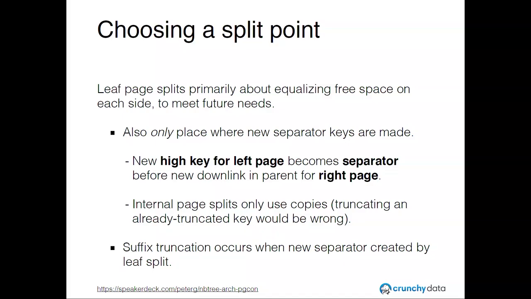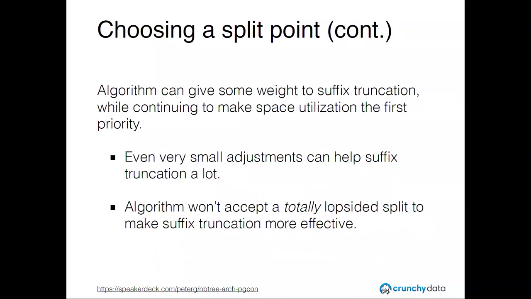we'd be well advised to be a little bit careful about that, to consider as a secondary factor how effective suffix truncation will in fact be. The algorithm, as I've mentioned, now gives some emphasis as a secondary consideration to suffix truncation, and actually some other things as well that I'm going to get to that are sort of independent. We can make a very small adjustment and get quite a large benefit potentially. So even having an even share of space on either side is still by far the biggest consideration, but it's not everything.